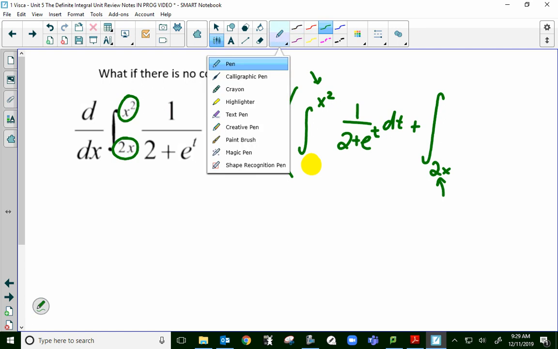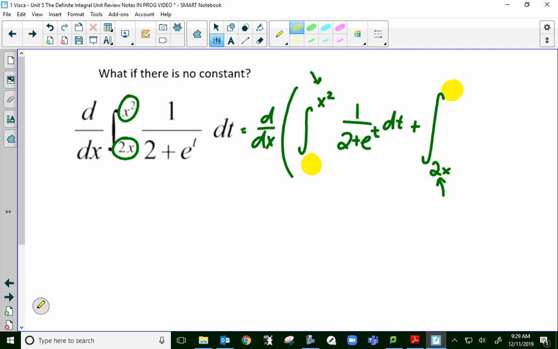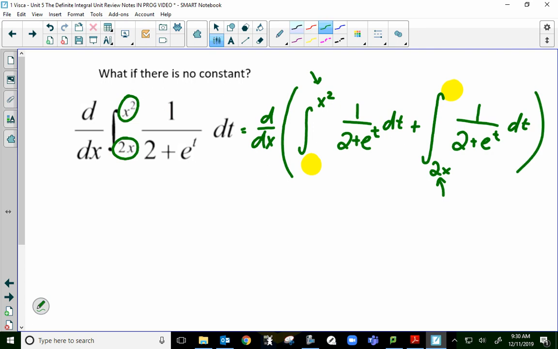And for this one, I'm going to leave the top because I don't know what to put yet. I mean, I do. I'm going to tell you in a second. Of 1 over 2 plus e to the t dt. Okay? Now, here's the poo-poo. We're just going to put a 0 here and here.